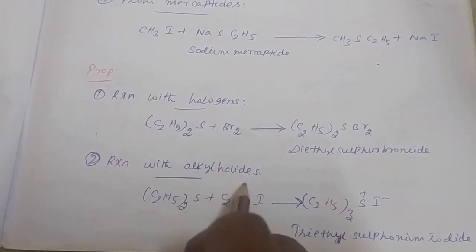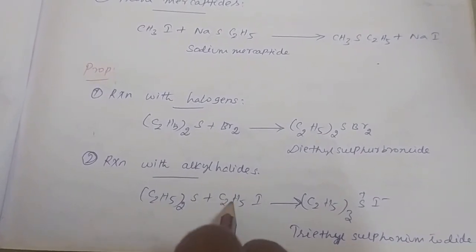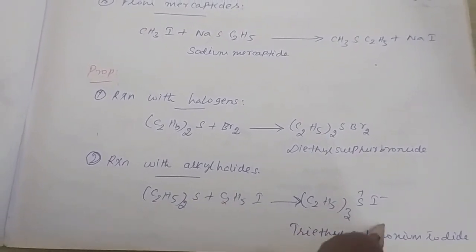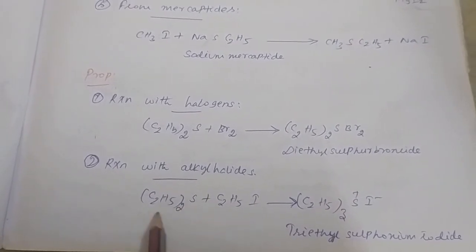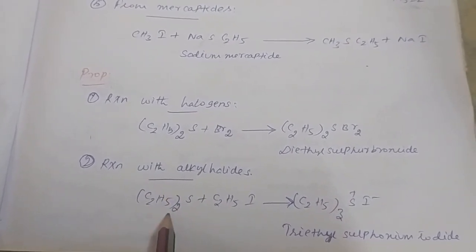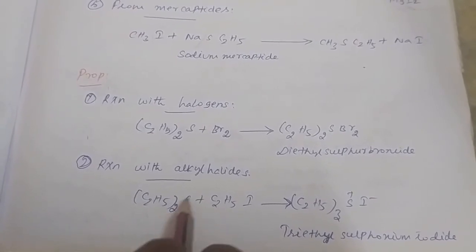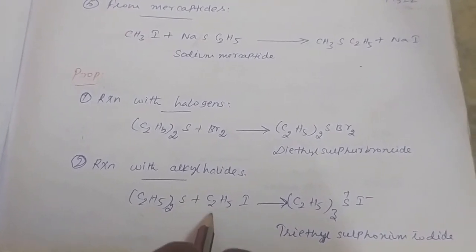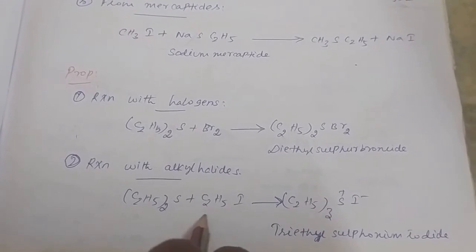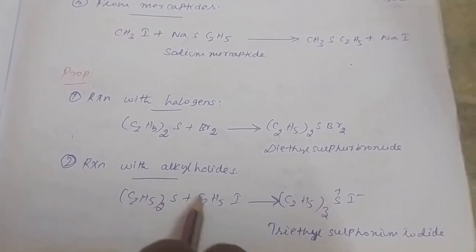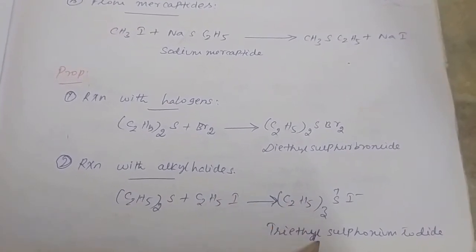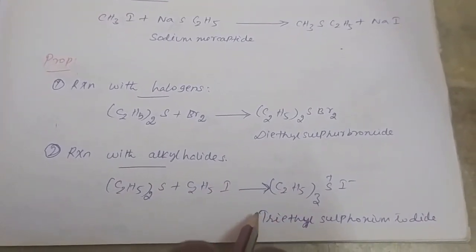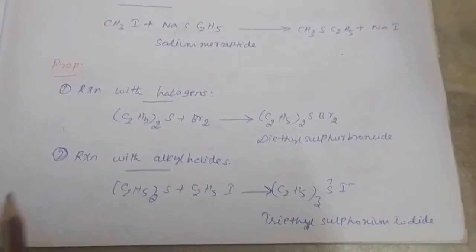Next, reaction with alkyl halide. So the thioether reacts with ethyl iodide to form triethyl sulfonium iodide. Already it contains 2 moles of ethyl. Here one ethyl group is there. So both are combined, (C2H5)3 S+ I-. The salt is formed. Here triethyl sulfonium iodide is formed.